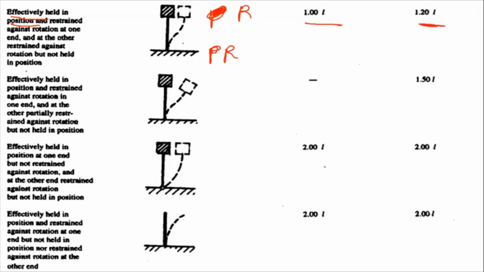The next one is effectively held in position and restrained against rotation at one end. Here it is effectively held in position and restrained against rotation, and at the other end it is partially restrained against rotation. It is completely restrained against rotation in the above case, but here it is partially restrained, so I am using RP. In this case there is no theoretical value, but the value recommended by the IS code is 1.50.